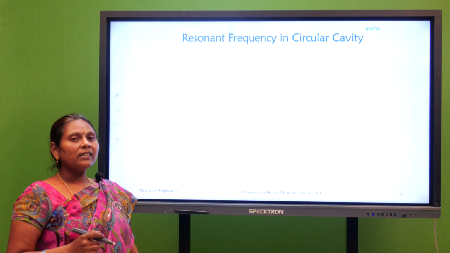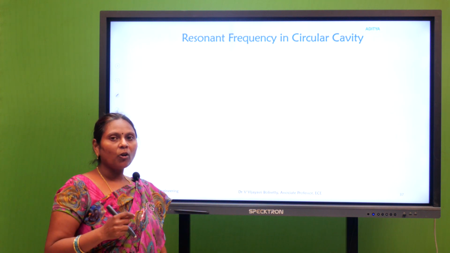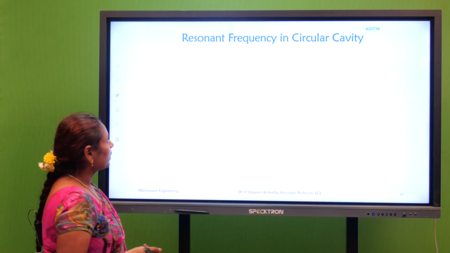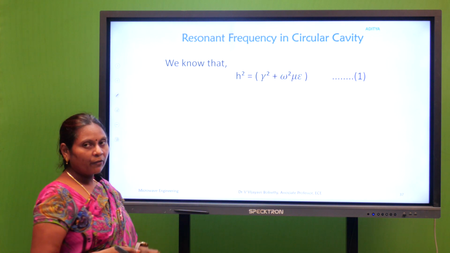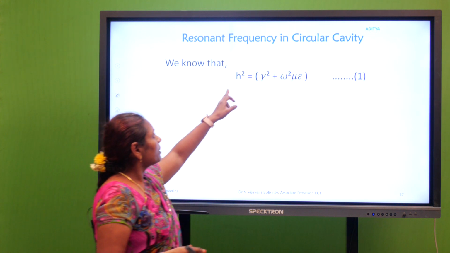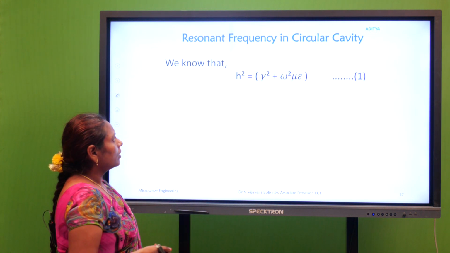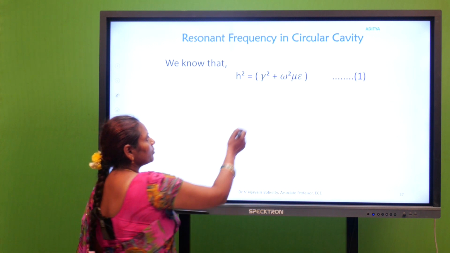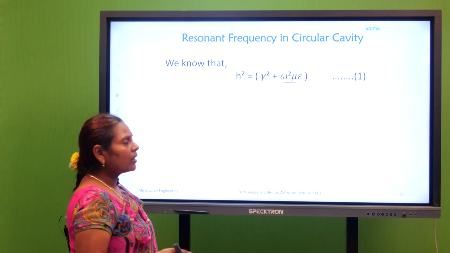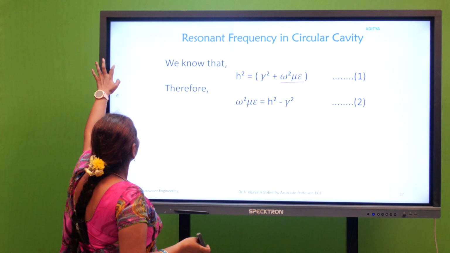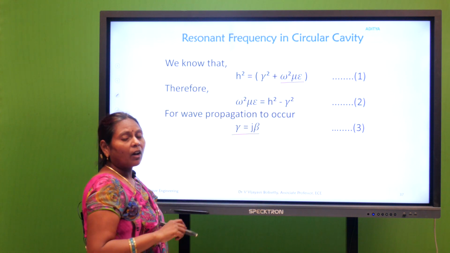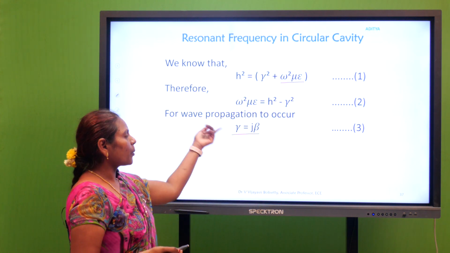Now let us see the resonant frequency in the circular cavity also. Here also we start our derivation from the characteristic equation, where h square is equal to gamma square plus omega square mu epsilon. From this we can obtain omega square mu epsilon, that is h square minus gamma square. For propagation, here also we require gamma to be equal to j beta, and alpha should be equal to 0, and then only the propagation starts.